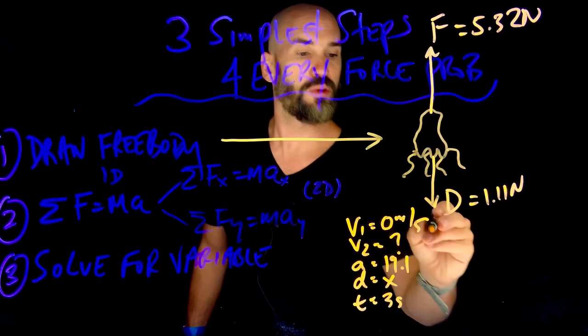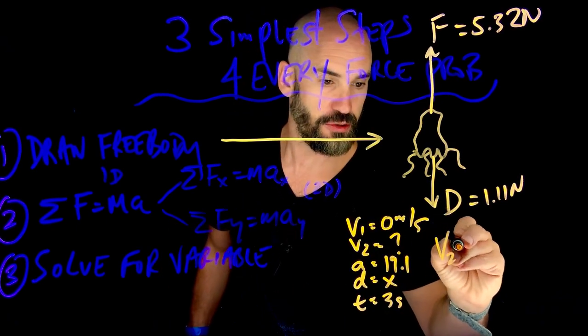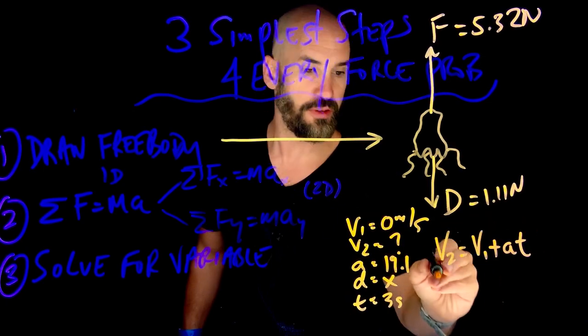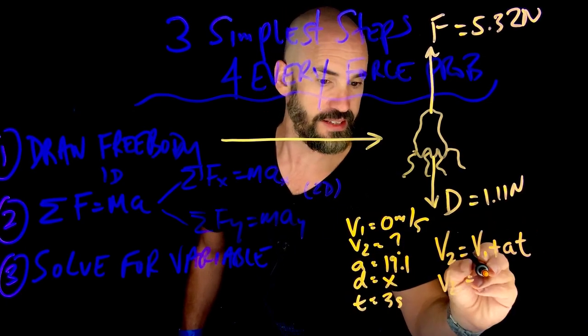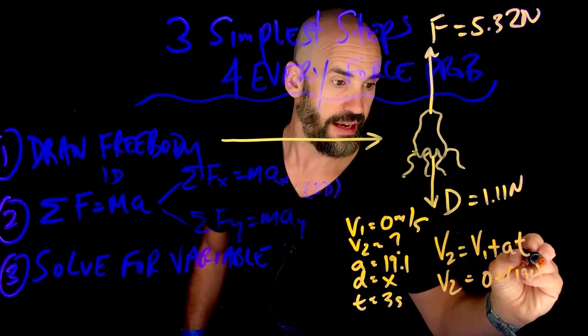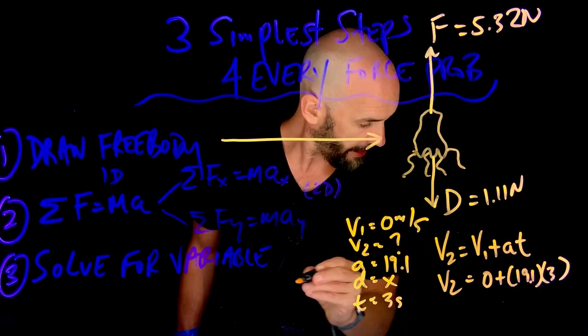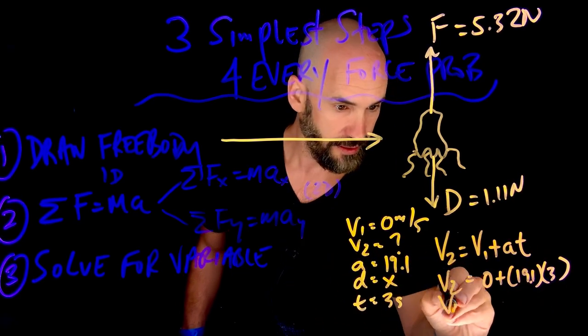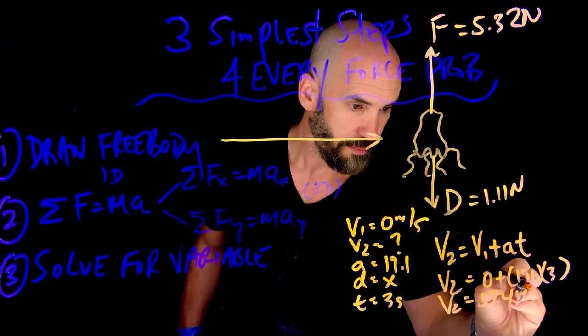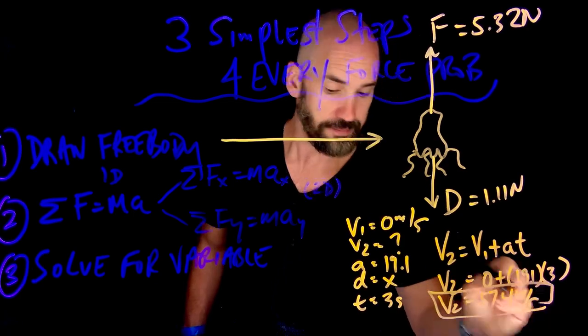So I can just use my classic kinematics equation, V2 equals V1 plus AT. And so V2 is what we're solving for. V1 is 0. A is 19.1 meters per second squared. And then T is 3. And I get an answer of 57.4 meters per second. Okay?